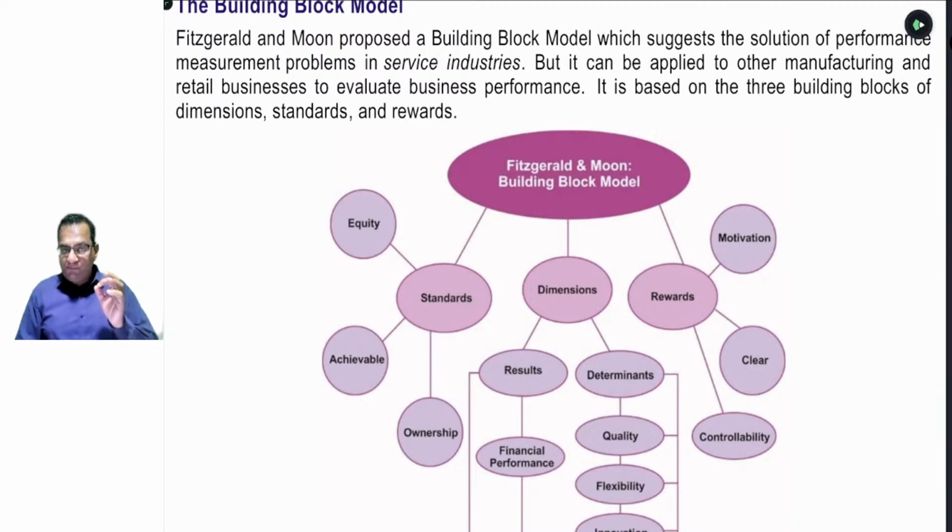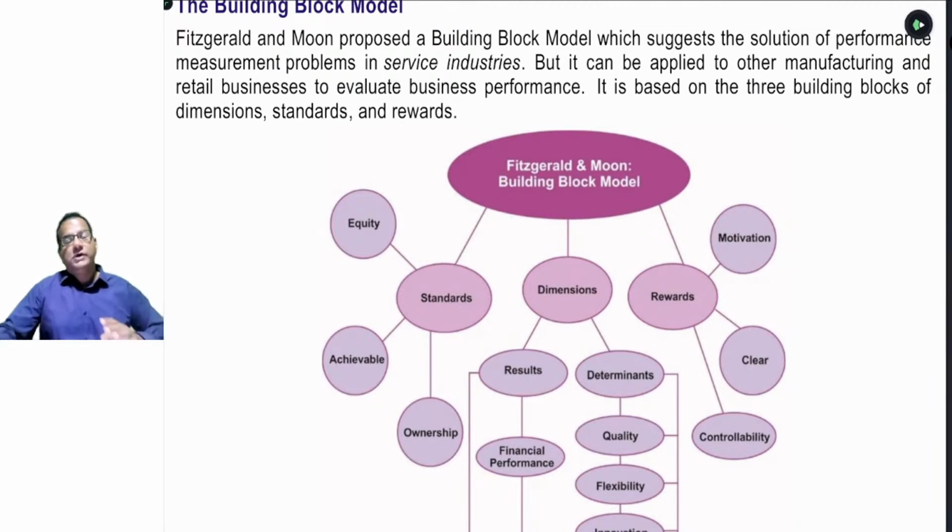So what's the special point that is not covered in any of the remaining 3 models? And that point is very, very important: comparative performance. This is the only model which allows the comparative performance of our own department or organization with our competitor department or organization. So comparative performance is very important. Some technical words, dimension and determinant, are also exclusively used in building block model.